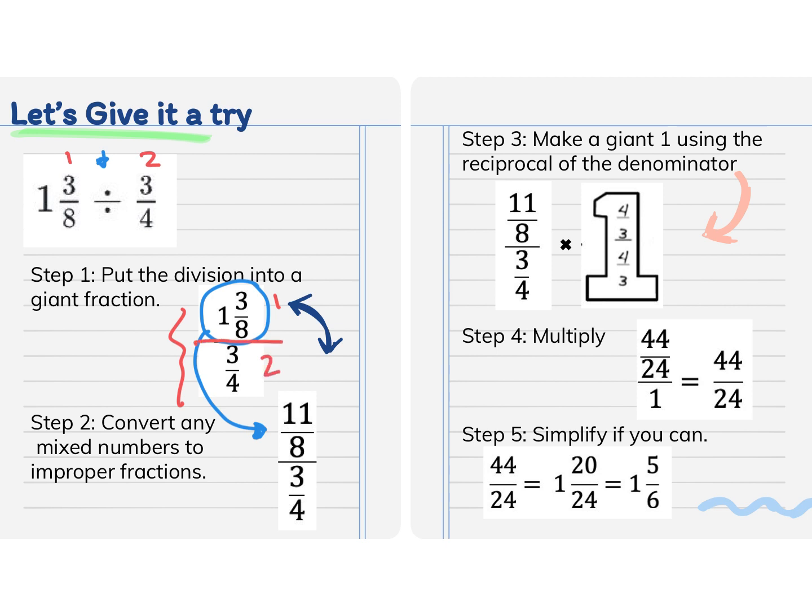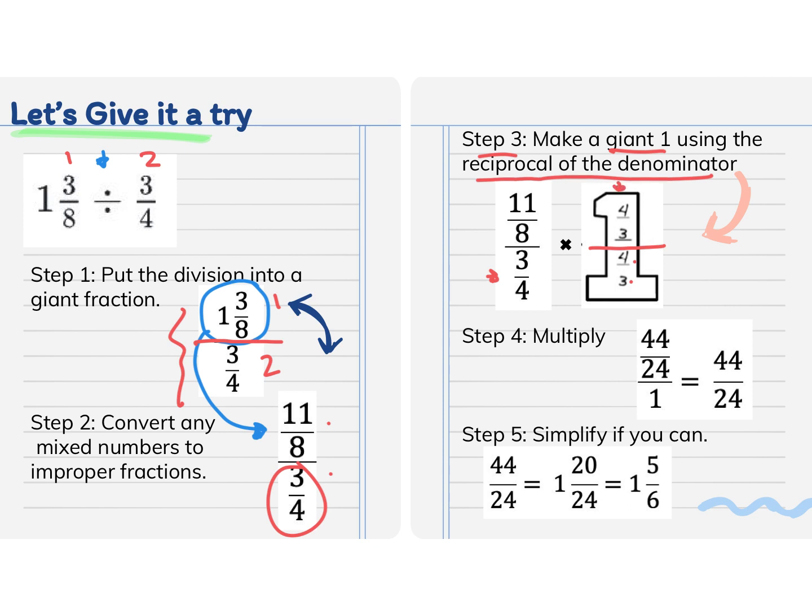So we end up with a fraction over a fraction over a fraction, which in the math world is not allowed. Hence the reason why we need to use the big giant 1 to get rid of this fraction on the bottom. So step number 3 talks about making a giant 1 using the reciprocal of the denominator. We talked about the reciprocal yesterday. So this is the denominator fraction. The reciprocal of that is 4/3. And we have to multiply the top and the bottom by 4/3. This is the big giant 1 right here.